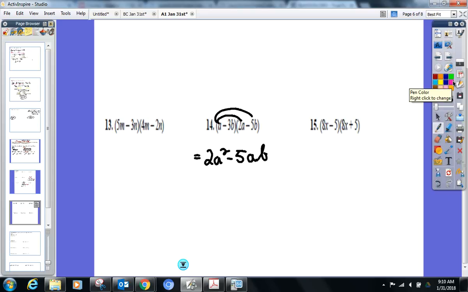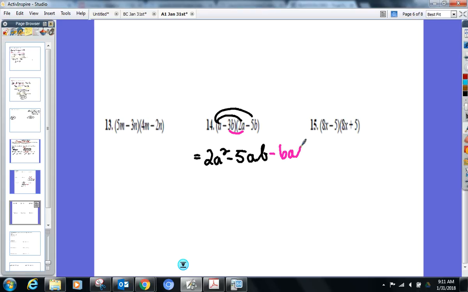Let's roll to number 20 right now. Number 20, what do you want to distribute next? The negative 3b to the 2a. Okay, so I'll get negative 6ab or ba, whatever you prefer. And then be careful here. Negative 3b times a negative 5b would be negative 15b. Negative times a negative. Be careful. Plus 15b squared. Good.